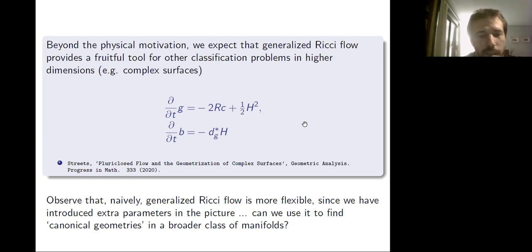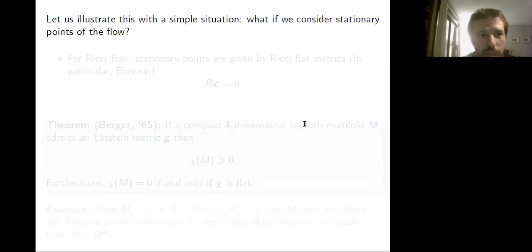So why this flow may be useful in finding canonical geometry. Let me illustrate it with a simple situation, which is to consider stationary points for the flow. I'm going to compare stationary points for the generalized Ricci flow and for the Ricci flow.